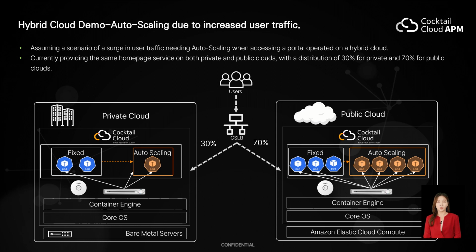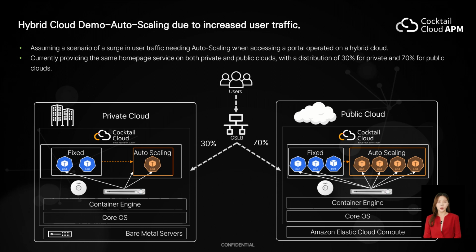Let's find out auto-scaling and failover in a hybrid cloud environment through a simple demo scenario. The first scenario is a demo of auto-scaling, which involves simultaneous resource expansion in both the public and private clouds when there is a surge in user demand. First, let's consider a scenario where users are accessing a government portal hosted in a hybrid cloud environment. As the influx of users increases, the need for auto-scaling becomes evident.